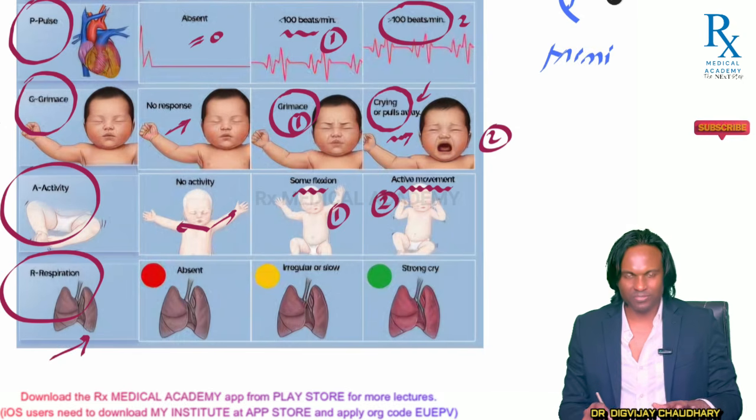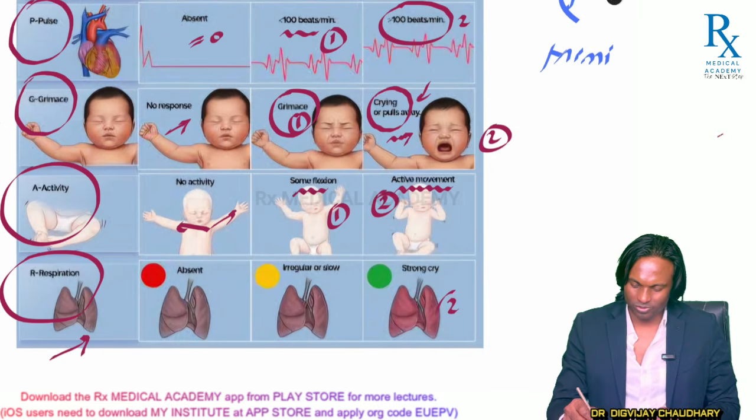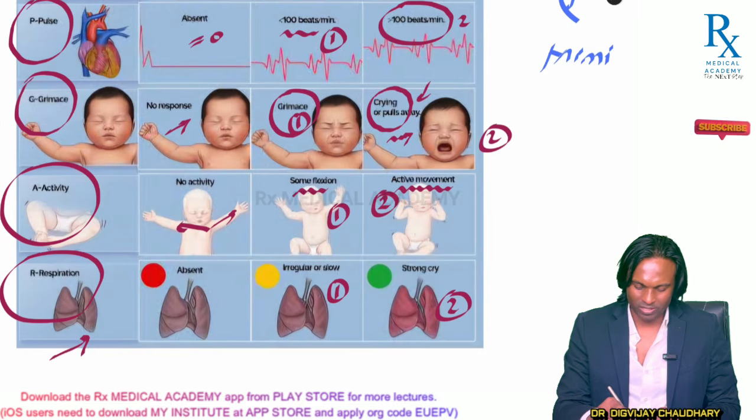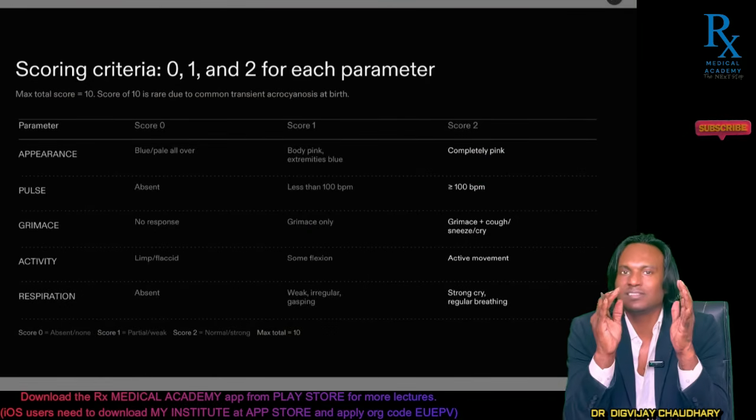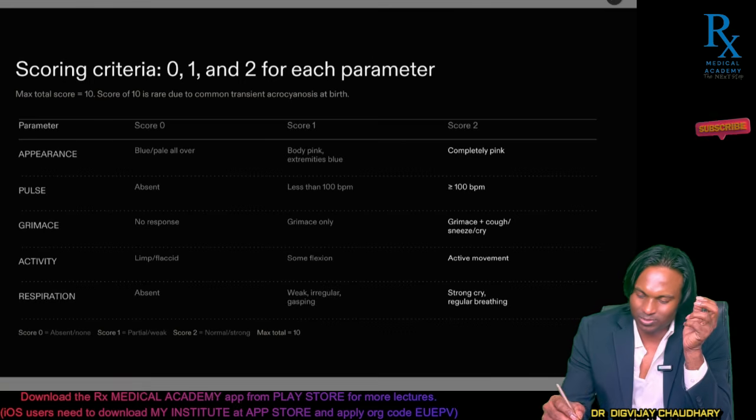And if baby is hypotonic and in a fully extended posture, it has to be provided a score of 0. What about respiratory effort? Vigorously crying, score of 2. Weak cry, score of 1. No cry, score of 0. So it is very, very simple to understand. Let's recap various parameters and scoring system.